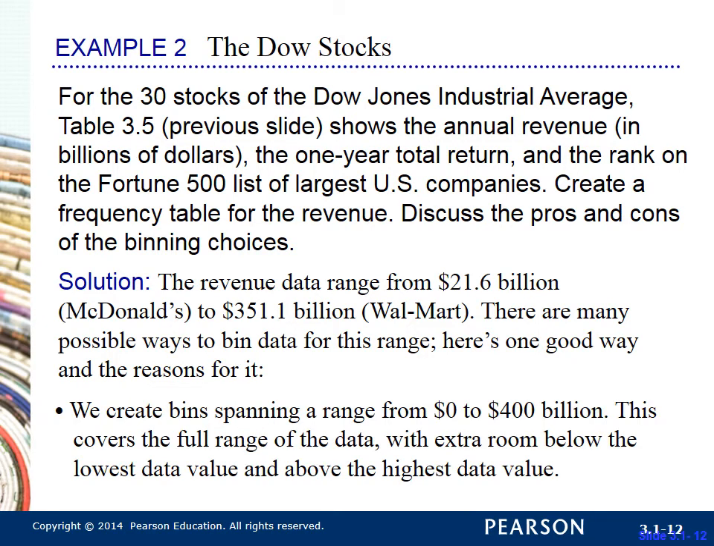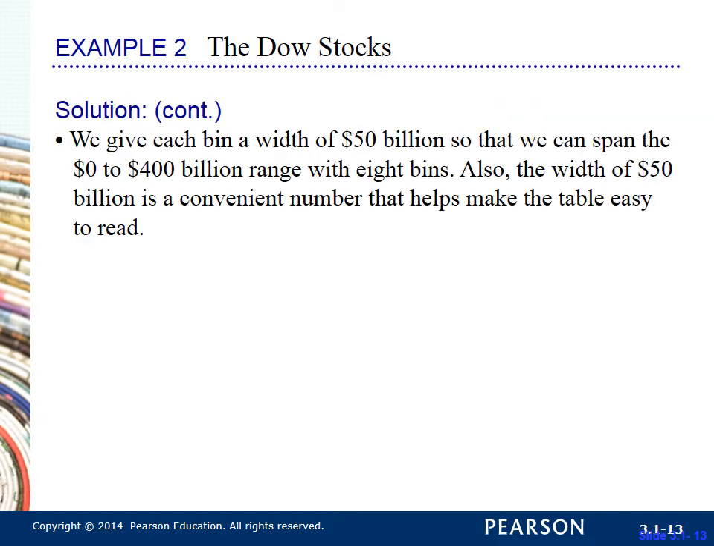Here's one good way. We create bins that span from 0 to 400 billion. So that covers the whole range of the data with a little extra room. And we're going to learn when we do histograms that little bit of extra room for the highest and lowest really is essential. All right, so we give each bin a width of 50 billion, so we can span that over 8 bins. The width of 50 billion is a nice convenient number, and it makes it easy to count.